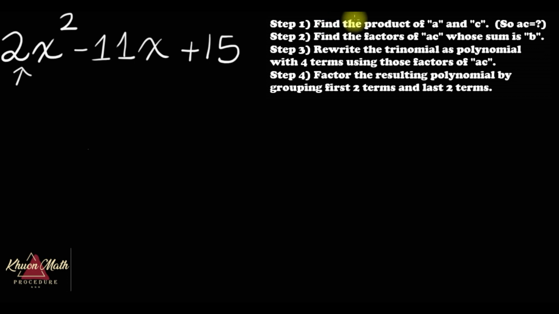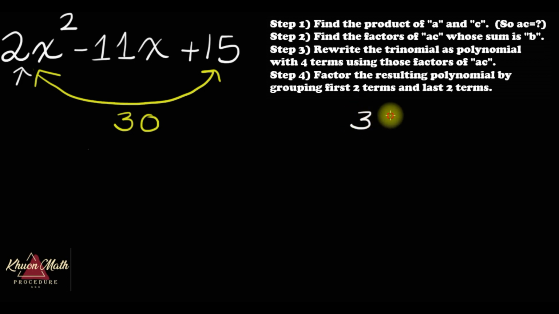So step 1 is to find the product of A and C. It's pretty easy. Find A times C. Step 2 is to find the factors of AC whose sum is B. So we have to come up with two numbers that when we multiply them, we get 30, but when we add the two numbers, it comes out to what B is, which is negative 11. So A times C is 30, and B is negative 11.